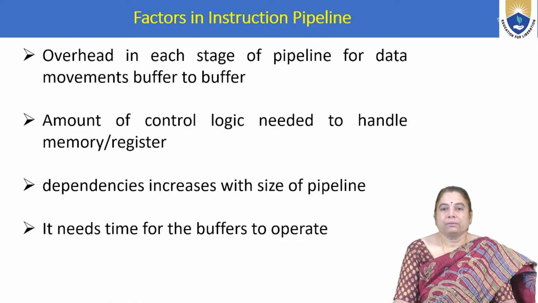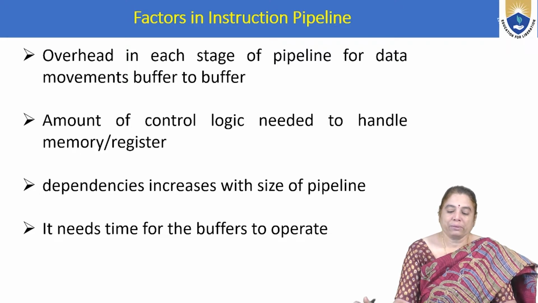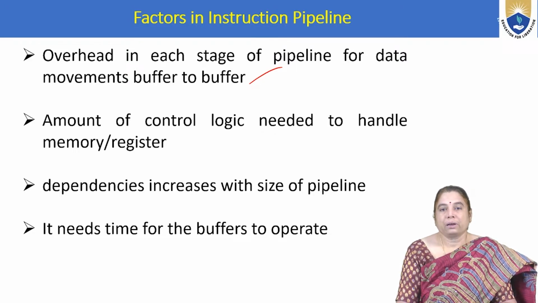What are the factors that can be considered for the instruction pipelining? The first factor is overhead in each stage of pipeline for data movements buffer to buffer. So how the data can be flowed and how operand can be available, that conflicts of data dependency is one of the factors that can be considered.